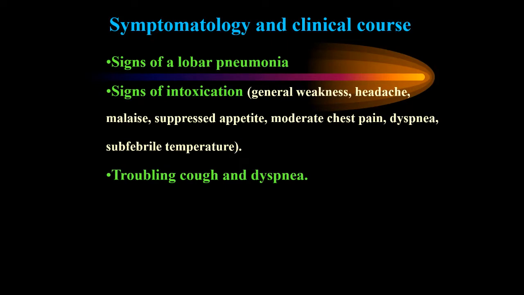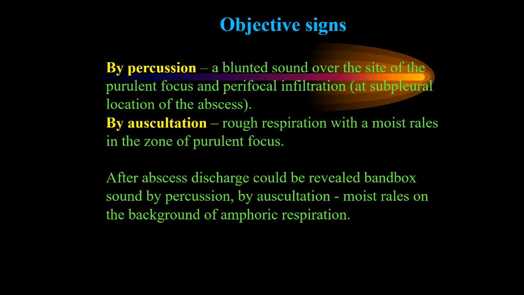Symptoms and the clinical course. At first, symptoms of lobar pneumonia. Second, symptoms of intoxication, such as general weakness, headache, malaise, suppressed appetite, moderate chest pain, dyspnea, subfebrile temperature, throbbing, coughing, and dyspnea too. And sometimes there can be coughing with sputum.